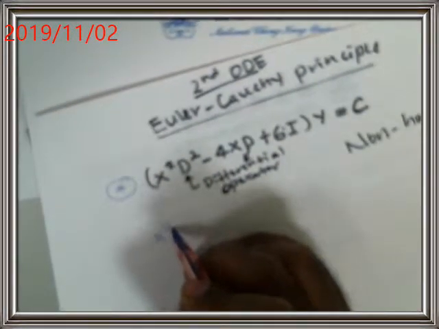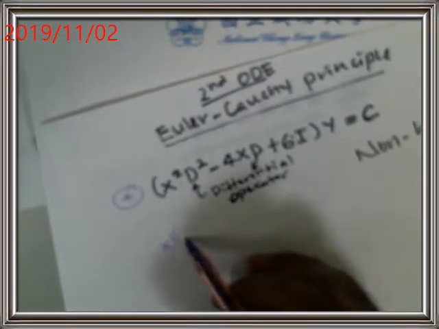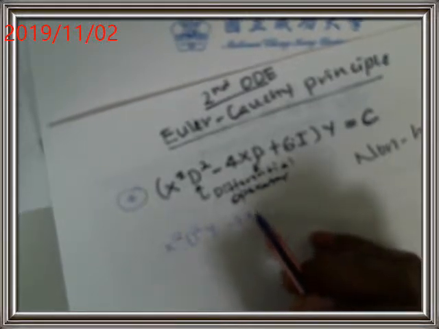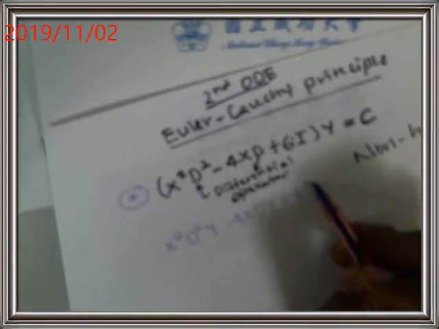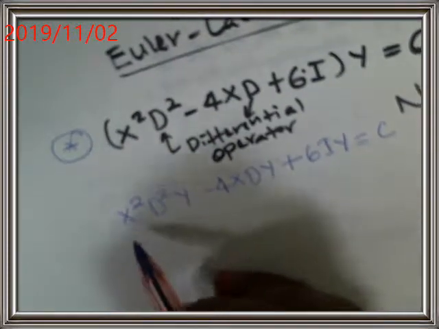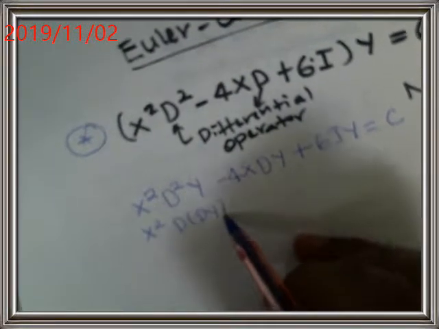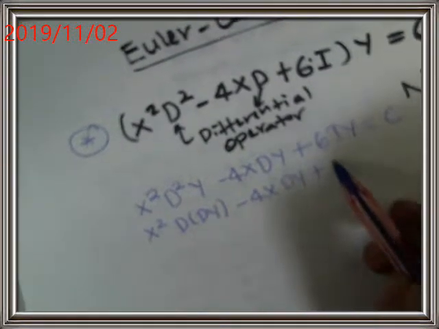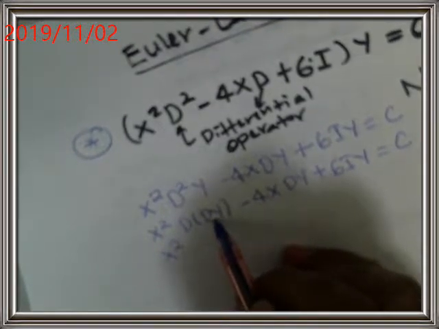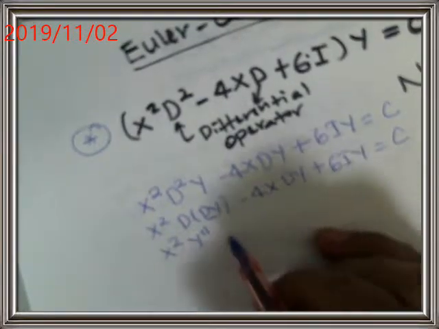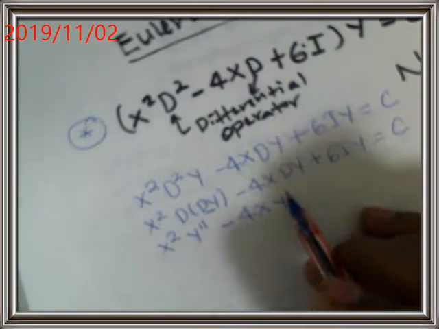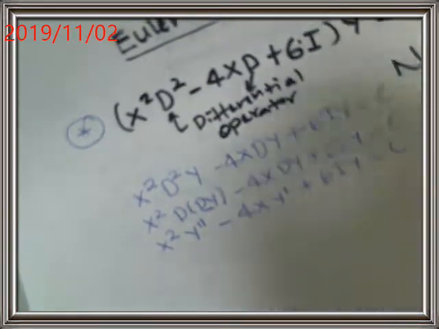So if we multiply it by y, it becomes x squared times the second differential of y minus 4 times x times the first differential of y plus 6y equal to c. Okay, we can rewrite this equation as x squared d of dy minus 4x dy plus 6y equal to c. Or this is x squared, this is the first derivative of y. If we differentiate again, it becomes the second derivative of y minus 4x times the first derivative of y, which is y prime, plus 6y equal to c.